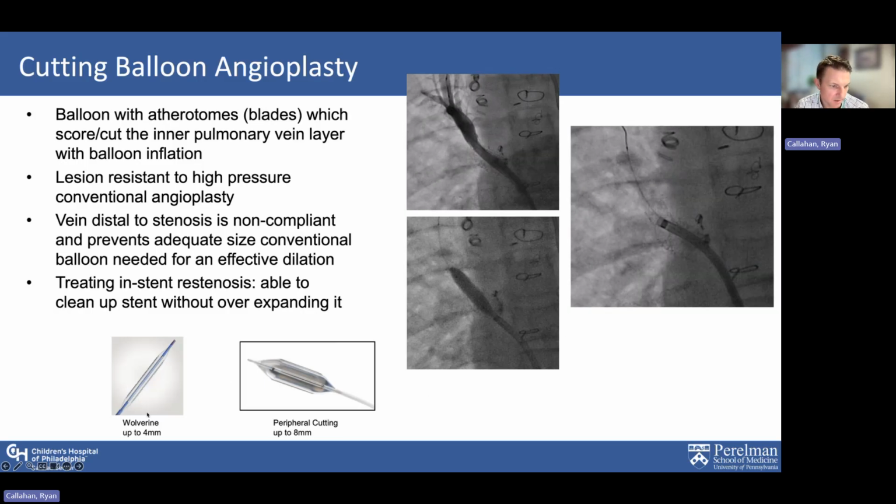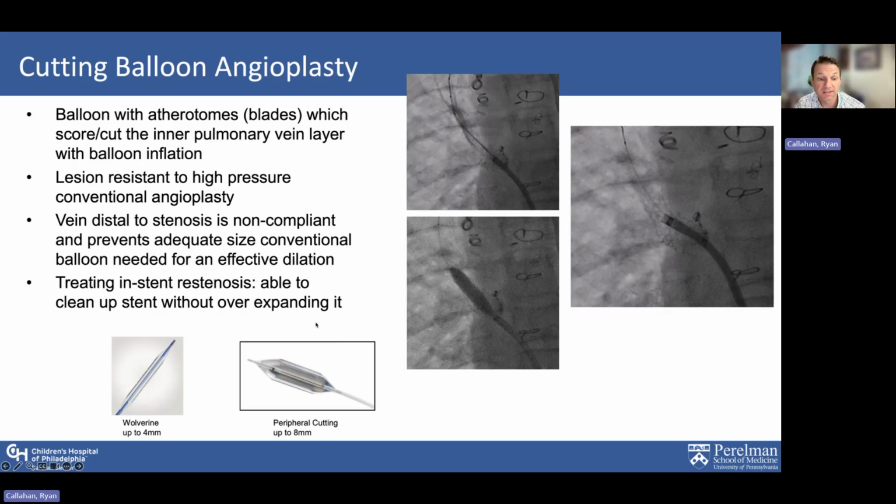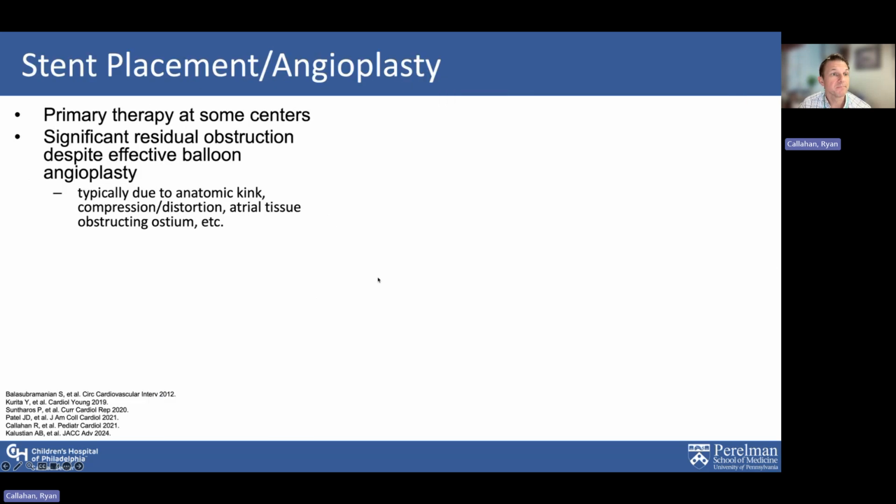We have two types, these smaller balloons that go up to 4 millimeters, which is the Wolverine, and then we have peripheral cutting balloons up to 8 millimeters. So, but it stops at 8. So fortunately, we don't have balloons bigger than that.